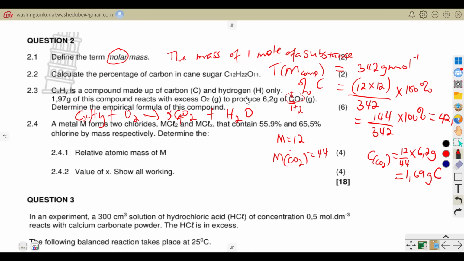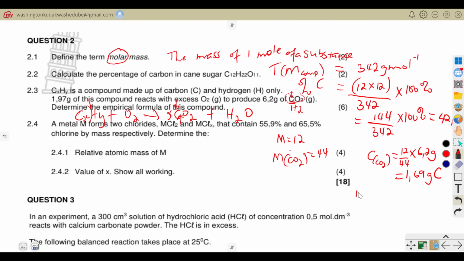So we are forming 1.69 grams of carbon. Since the mole ratio of carbon in this compound is equal to the carbon in that compound as well, the amount of carbon that I would be having here is the total amount of carbon that I'm going to form here. So if I'm forming 1.69 grams of carbon here, I'm also reacting 1.69 grams of carbon here. So the amount of carbon in this compound is the same as this.